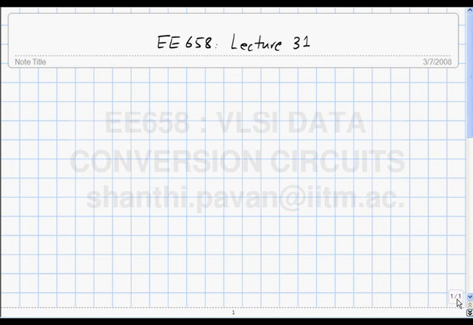Lecture 31. Yesterday we were talking about D2A conversion and specifically the spectral properties of a D2A converter. We said that a D2A converter is a device which takes a discrete time signal and converts it into something which is continuous in time. So it takes a train of discrete time impulses and converts it into a train of continuous time impulses.